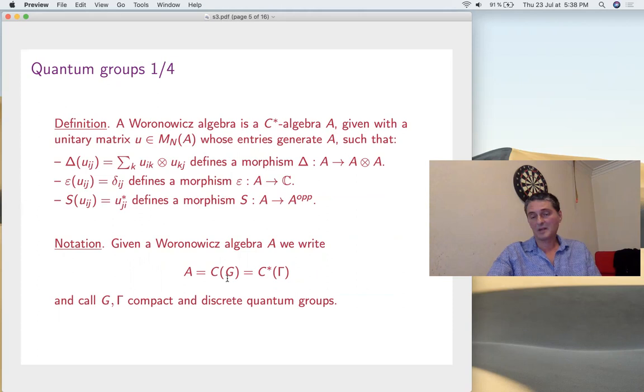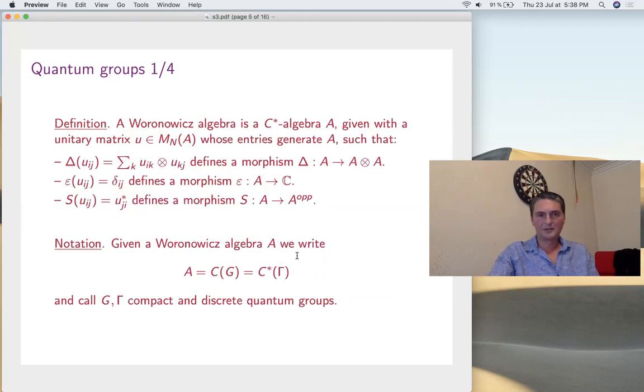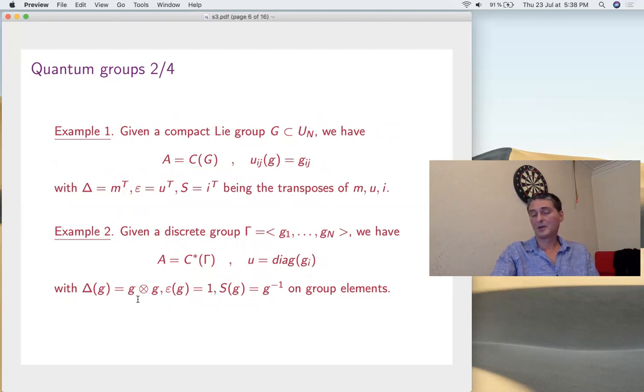So you get C of G. So in general, now you can call A to be C of G with G compact quantum group. That's the idea. Now let's turn to group duals now. So they are finitely generated. So I take C star of gamma group algebra with the diagonal matrix formed by the entries G1, Gn. So let's see if this works. Of course, its unitary entries generate. Because matrix is diagonal, this formula simply becomes delta Gi is Gi tensor Gi. So that's what's written here. It's actually a true finite group element. This, of course, exists. And same for counit and antipode. Counit is G goes to 1, antipode is G goes to G minus 1.